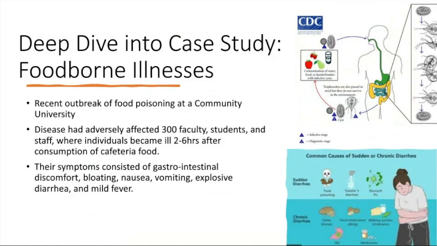A deep dive into the case study, foodborne illnesses. Our case study involved studying a recent outbreak of food poisoning at a community university, where the disease had adversely affected 300 faculty, students, and staff, where individuals became ill 2 to 6 hours after consumption of cafeteria food. Their symptoms consisted of gastrointestinal discomfort, bloating, nausea, vomiting, explosive diarrhea, and mild fever.